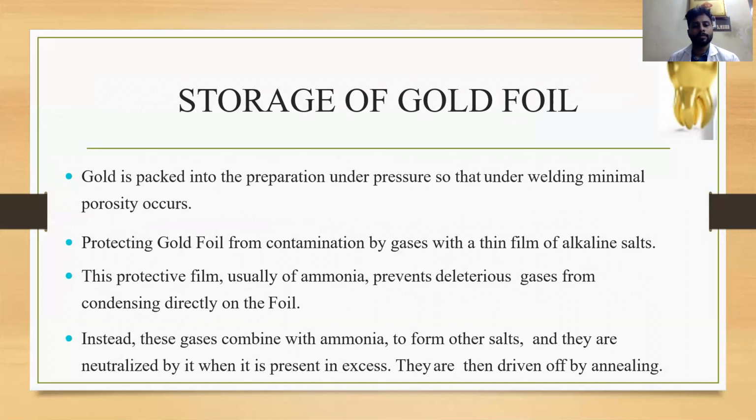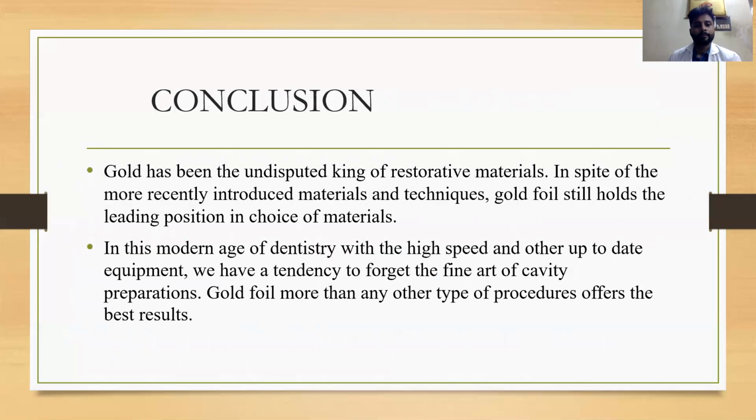Storage of gold foil. Gold is packed into the preparation under pressure so that under welding minimal porosity occurs. Protect gold foil from contamination by gases with a thin film of alkaline salts. This protective film, usually of ammonia, prevents deleterious gases from condensing directly on the foil. Instead, these gases combine with ammonia to form other salts, and they are neutralized by it when present in excess. They are then driven off by annealing.